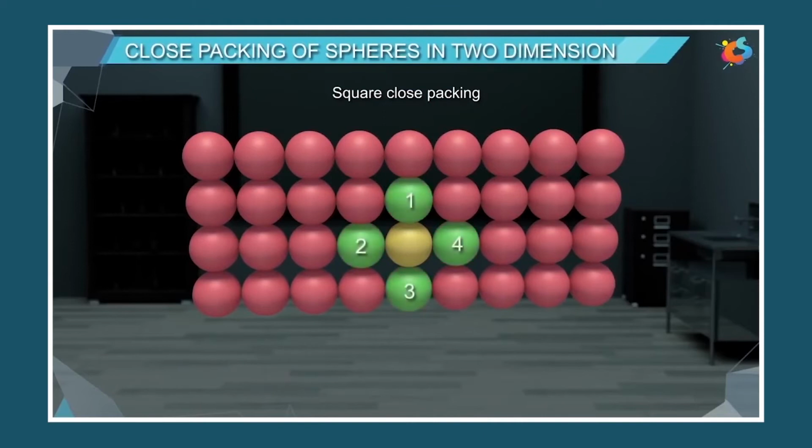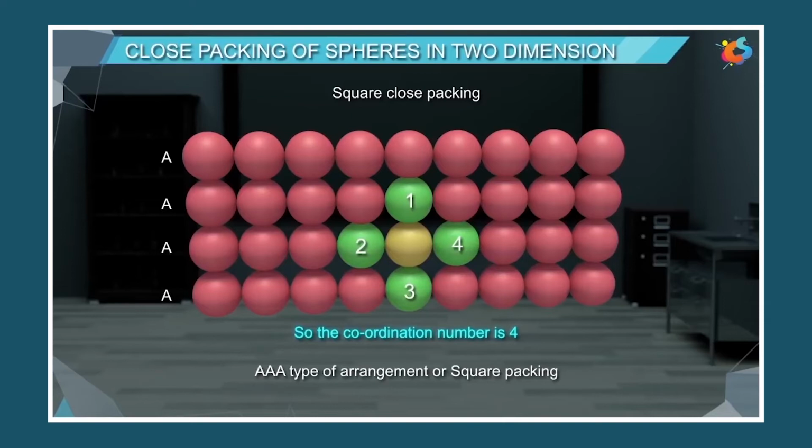Similarly, we may place more rows to obtain AAA type of arrangement as shown here. In this arrangement, each sphere is in contact with 4 of its neighbors. Thus, the two-dimensional coordination number is 4. Also, if the centers of these 4 immediate neighboring spheres are joined, a square is formed. Hence, this packing is called square close packing in two dimensions.